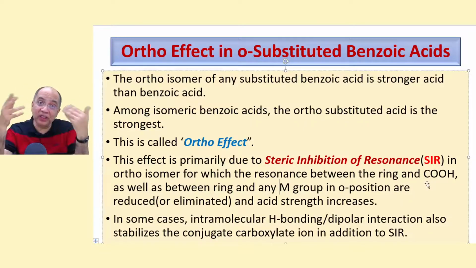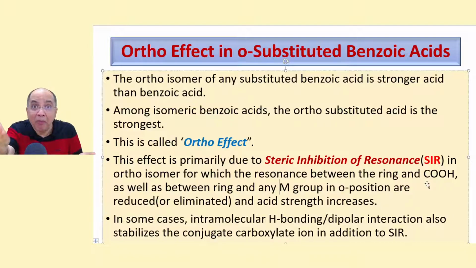Rather, if it is totally eliminated, the phenyl group is a minus I group, sp2 hybridized carbon. It will rather increase the acid strength. It will have no detrimental effect, but also it will enhance the acid strength because of the sp2 hybridized carbon. So ortho effect is predominantly due to SIR. SIR, in the ortho isomer, for which resonance between the ring and carboxylic acid as well as between the ring and the M group in ortho position are reduced or eliminated, and acid strength increases.